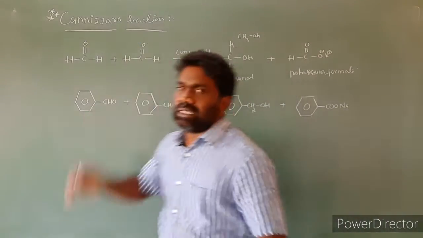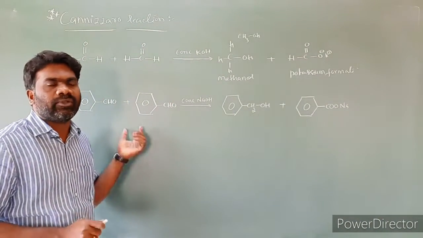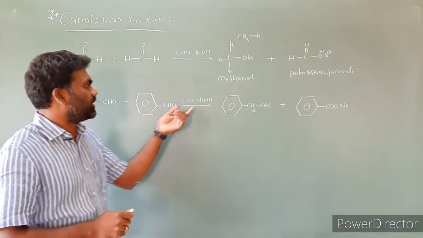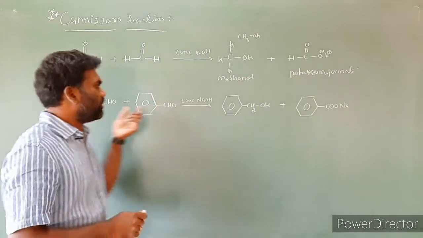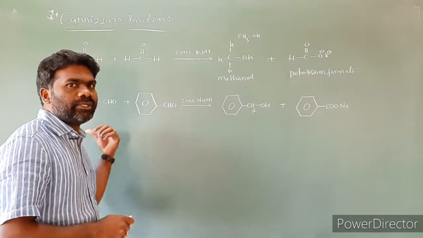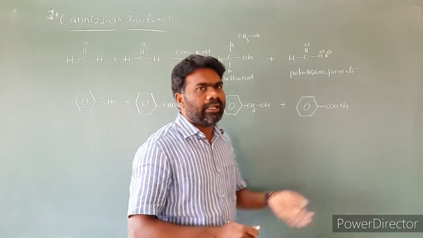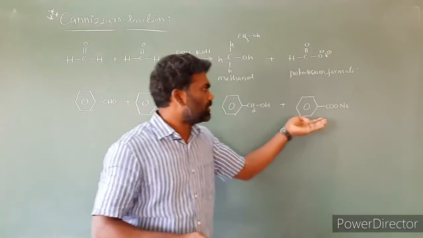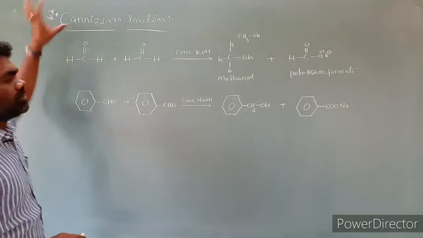So when aldehydes having no alpha hydrogen are heated with concentrated alkali, one molecule undergoes oxidation and one molecule undergoes reduction. Self oxidation and reduction lead to the formation of one molecule producing alcohol and another molecule producing the salt of carboxylic acid. This reaction is known as the Cannizzaro reaction.